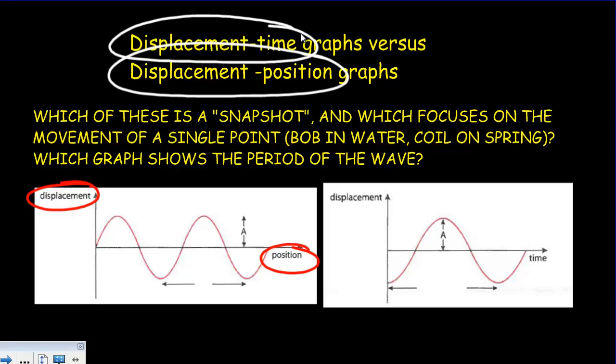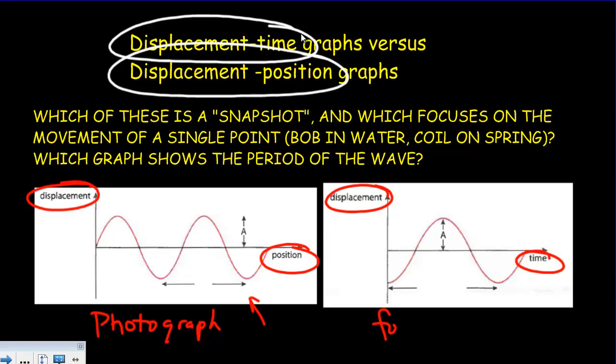And it would be like if you take a photograph. Because in a photograph, you freeze time. You're taking that photograph at an instant of time. And this is what the photograph would look like. The displacement versus time graph, it's like focusing in on one of those beads that was oscillating up and down. Your focus is on one point.